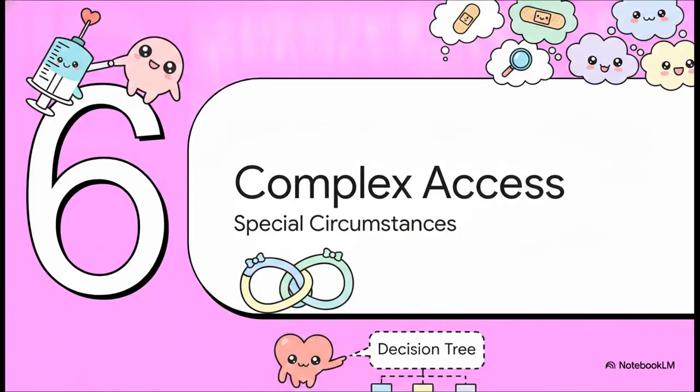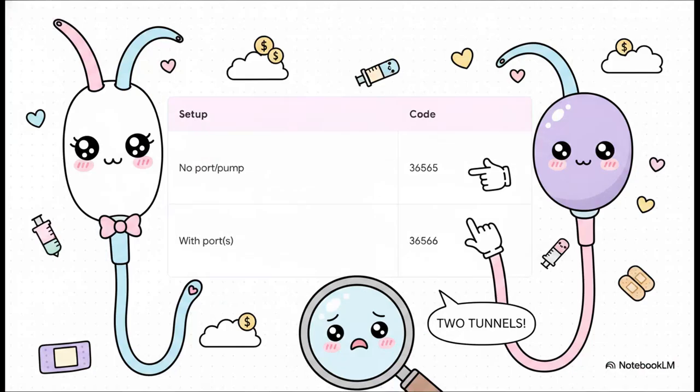All right, Section 6, Complex Access and 2 Catheters. We've mastered the basics, so let's tackle a complex setup. A tunneled CVC requiring 2 catheters via 2 separate venous access sites, such as a Tesio-type catheter. If this setup is placed without a port or a pump, you'll use code 36565. If it includes subcutaneous ports, shift to code 36566.